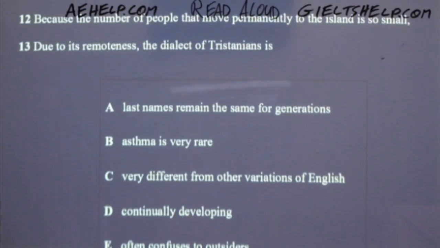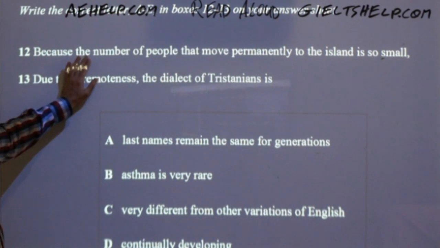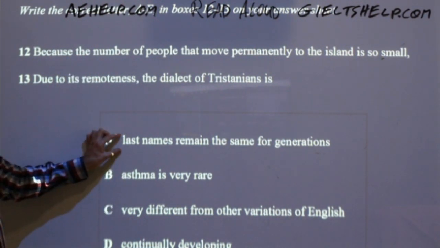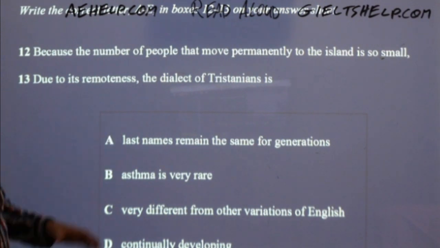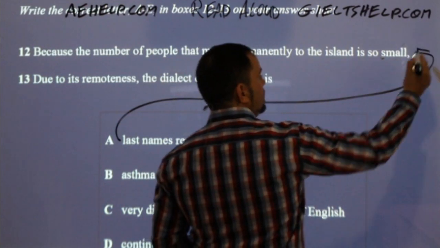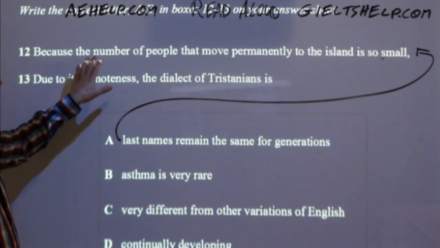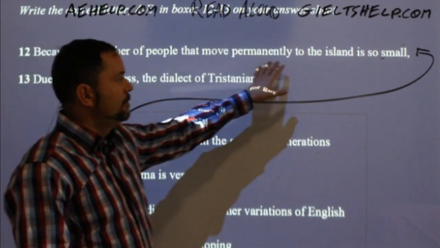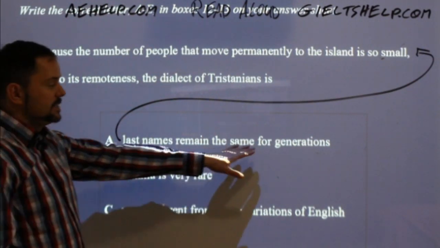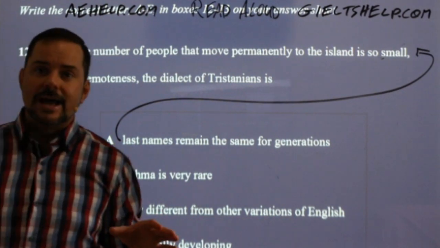So for this one, members, for these questions, one important point to keep in mind is that whatever one you choose, the grammar has to match, okay? So it's a good idea to actually put it at the end and read the whole sentence together. So because the number of people that move permanently to the island is so small, last names remain the same for generations. Grammatically, that's correct. Okay?